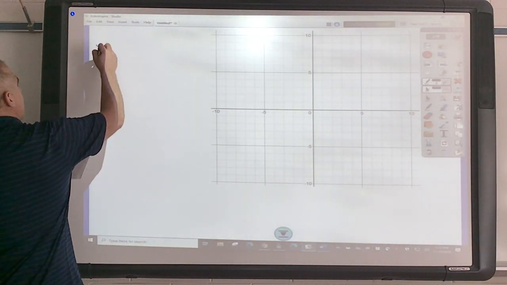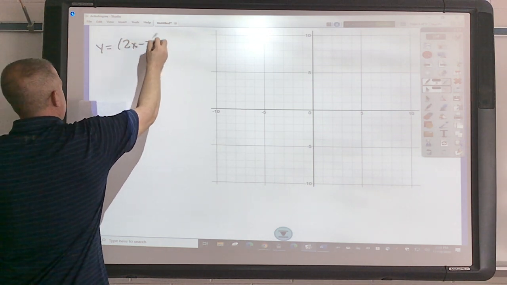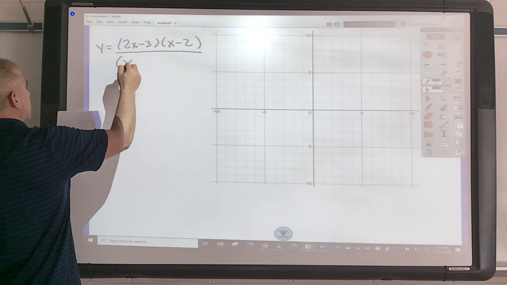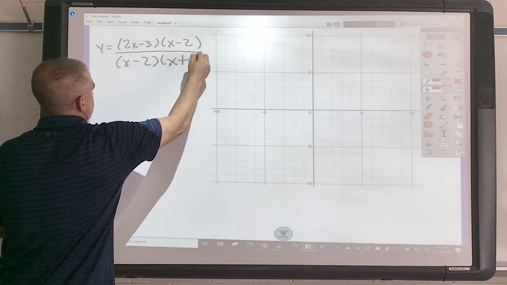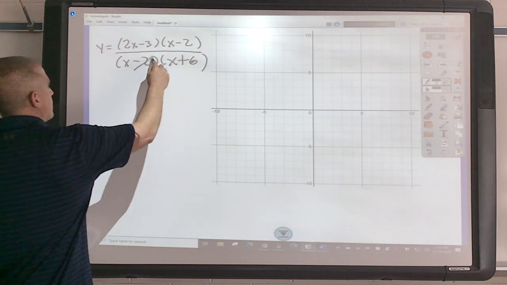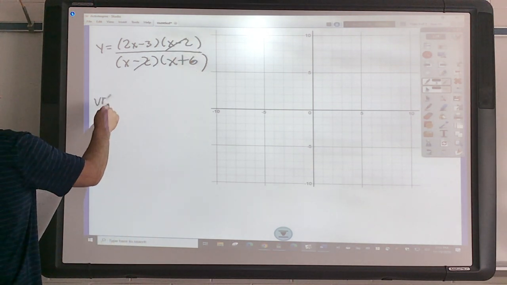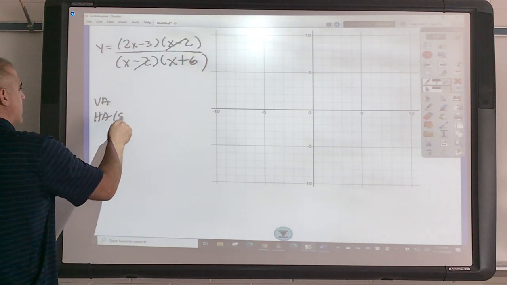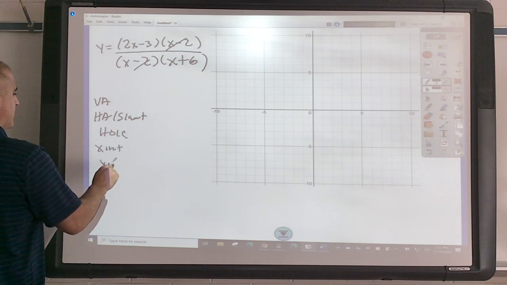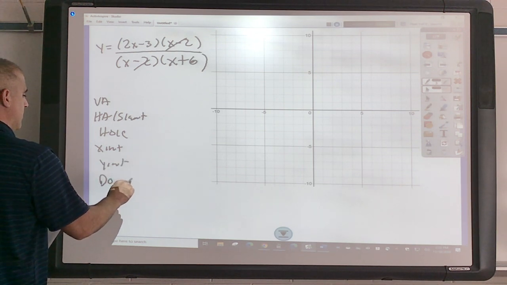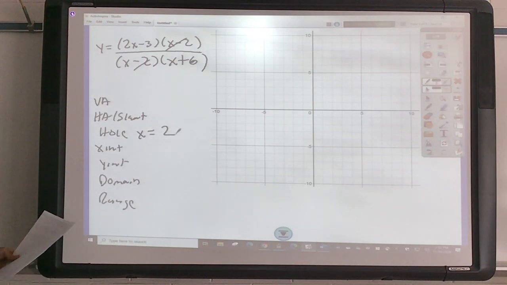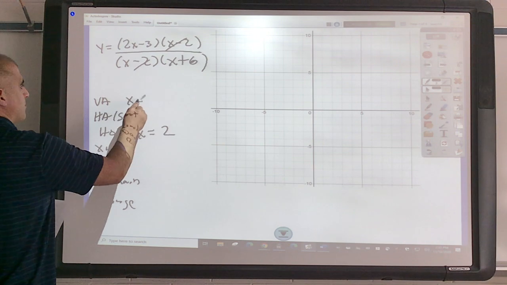Let's say I had y equals (2x minus 3)(x minus 2) over (x minus 2)(x plus 6). Okay, all right. So what would happen here? This would eliminate. I'm going to find the vertical asymptote, the horizontal asymptote or the slant, the hole, the x-intercept, the y-intercept, the domain, and the range. Okay. Now, the elimination of the hole would be at x equals 2. My vertical asymptote is the solving of that, which would be x equals negative 6.